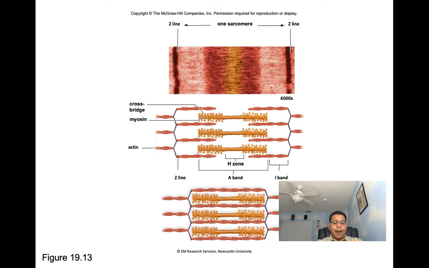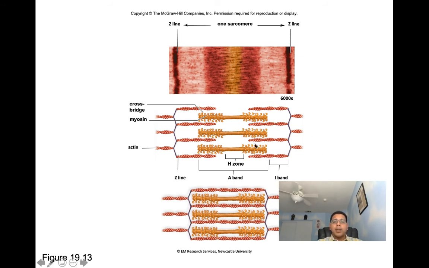First here, let's look at the I band. The I band we can see is this light colored region. It's this light colored region that only contains actin filaments. It only contains thin filaments. And these thin filaments we can see are going to be attached to the Z line. They're anchored to the Z line.